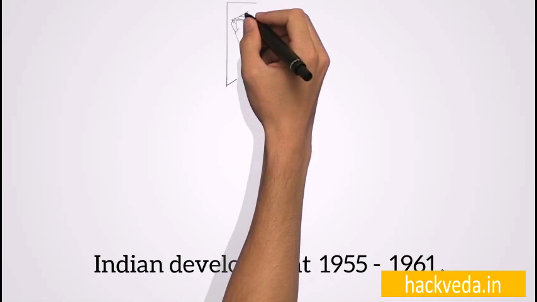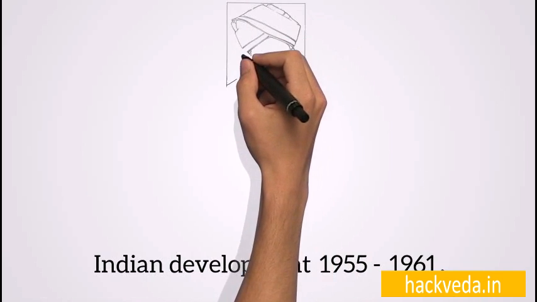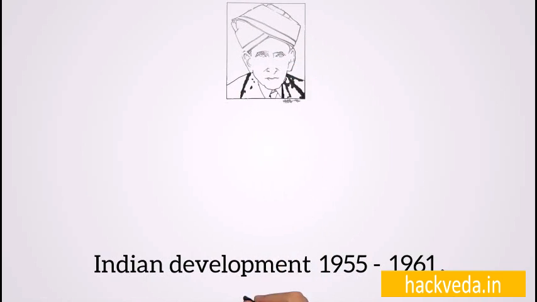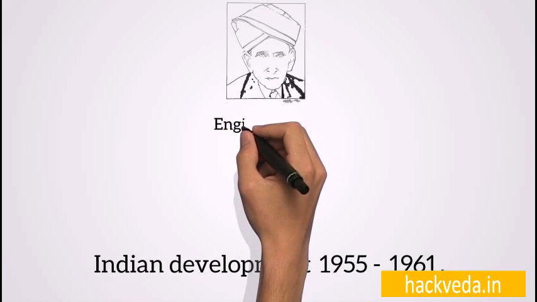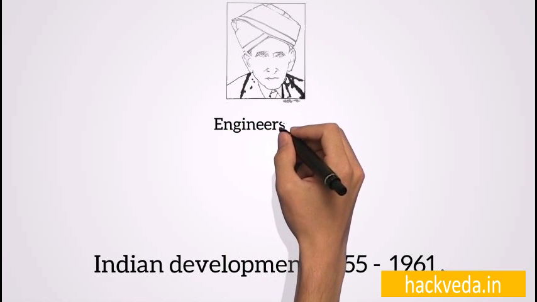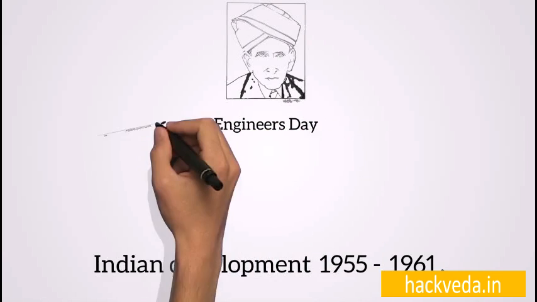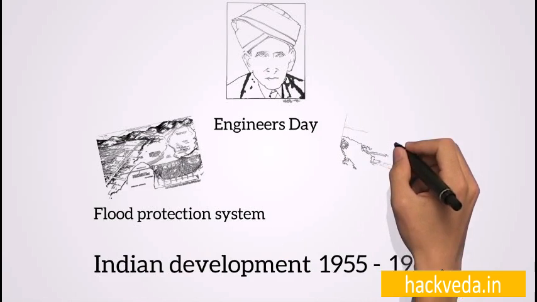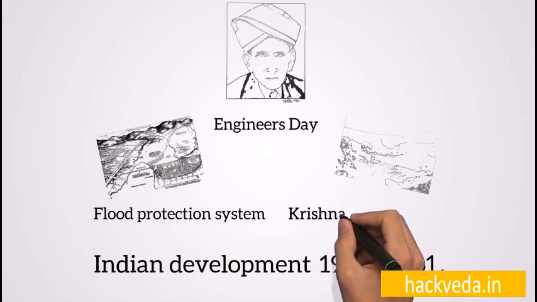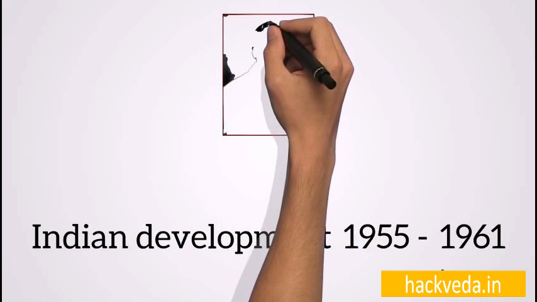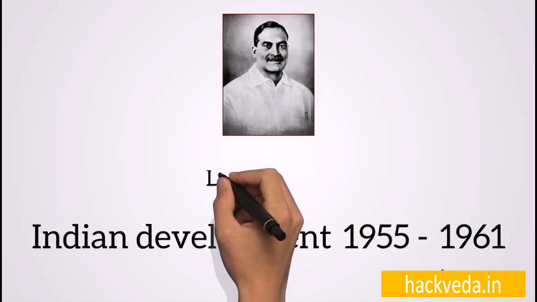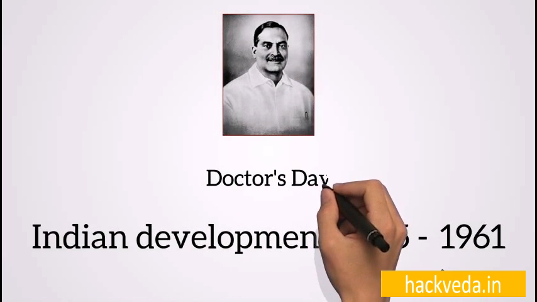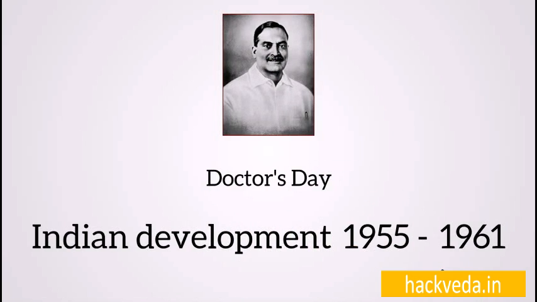Sir M. Visvesvaraya was a notable Indian engineer, scholar, statesman and the Diwan of Mysore from 1912 to 1918. Every year on his birthday, 15 September is celebrated as Engineers' Day in India. He was the chief designer of the flood protection system for the city of Hyderabad in Telangana, as well as the chief engineer responsible for the construction of Krishna Raja Sagar Dam in Mysore. Bidhan Chandra Roy was the second chief minister of West Bengal in India. In India, National Doctors' Day is celebrated on the day of his birth and death, 1 July every year.